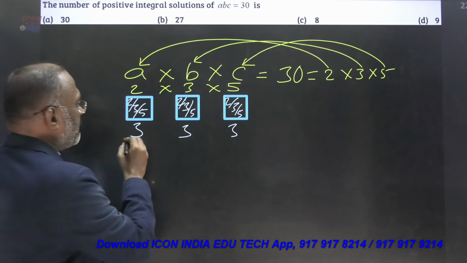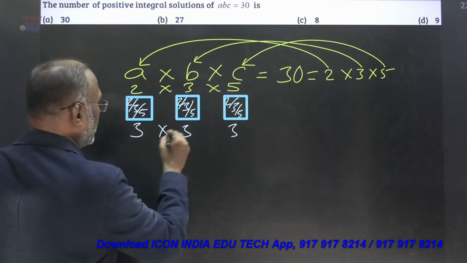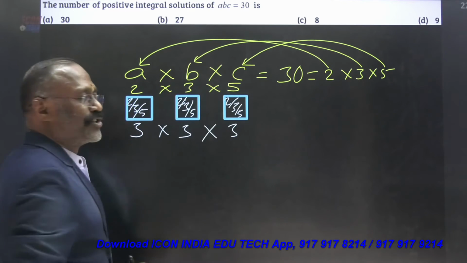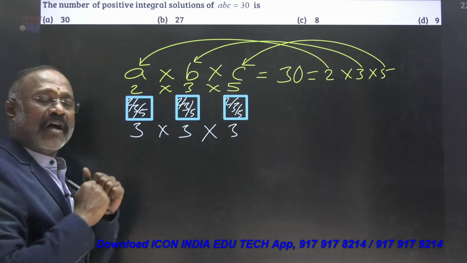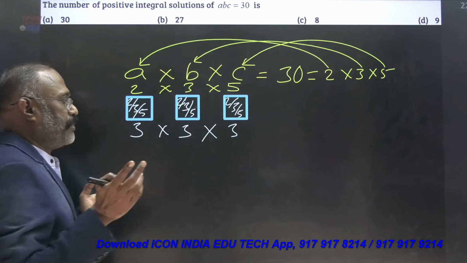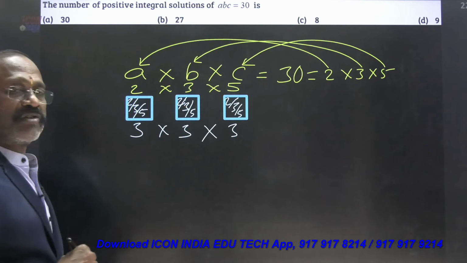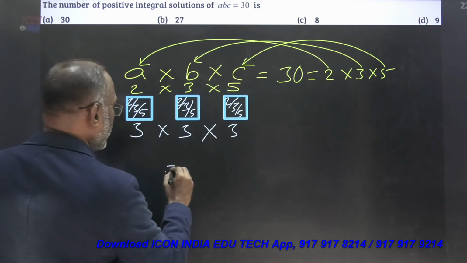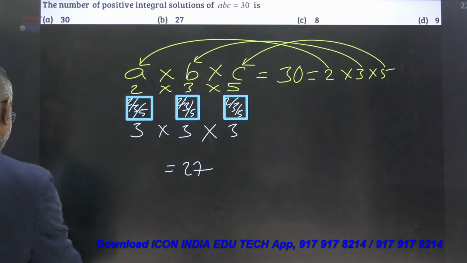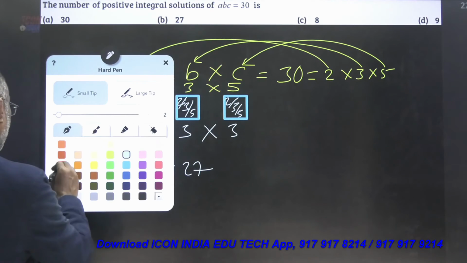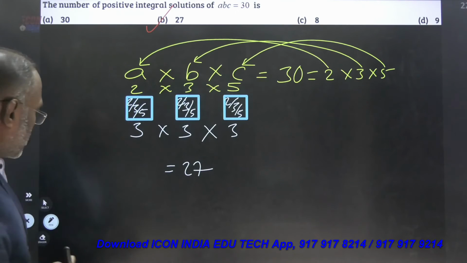So what is to be understood? First operation can be performed in 3 different ways. Second operation can be performed in 3 different ways. Third operation can be performed in 3 different ways. Then all these operations, one after the other or simultaneously, can be performed using the principle of counting in 3 into 3 into 3, which is 27 different ways, my dear boys and girls. So your option is 27 here. Please understand.